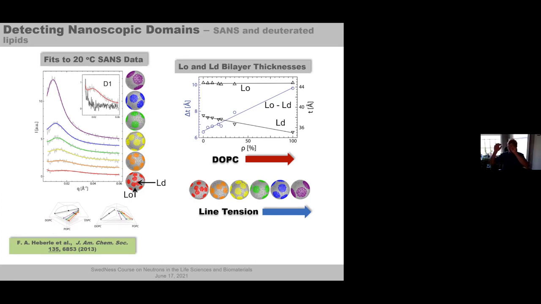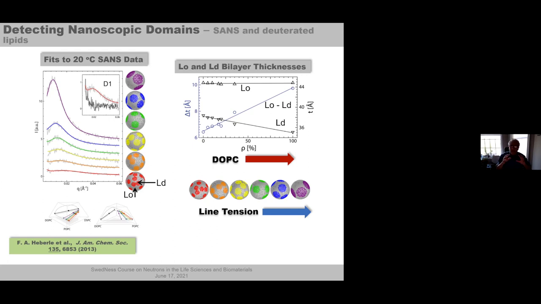And as the domains get larger and larger, the thickness difference is getting bigger and bigger, which means that the line tension is getting larger. This is of interest to many people because we don't understand effectively how domains are formed. So we're trying to figure these questions out, and this is one of the first papers that effectively, through this contrast that we're using, is able to tie in domain size and mismatch and line tension, etc.